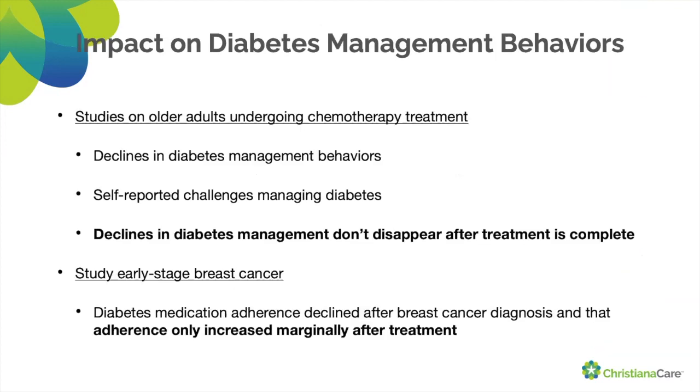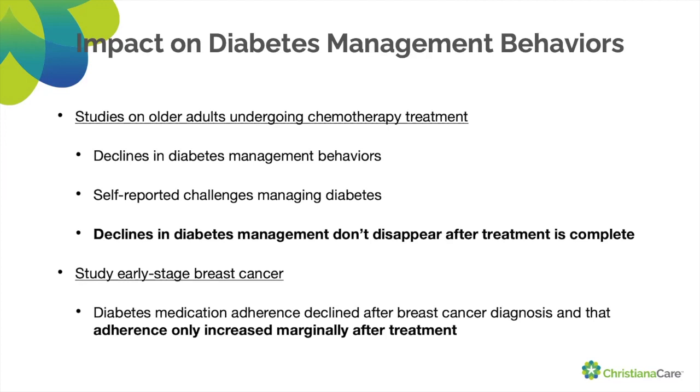Next slide, please. There's a small amount of studies that have been done looking specifically at diabetes management behaviors during cancer treatment. What we've learned from some of those studies is that during cancer treatment, we see declines in diabetes management behaviors. When I say diabetes management behaviors, I'm really speaking to the things that the individual is being asked to do to manage their diabetes. This could be checking blood glucose levels, exercise, or dietary behaviors. So what we see during treatment is that those behaviors tend to decline.